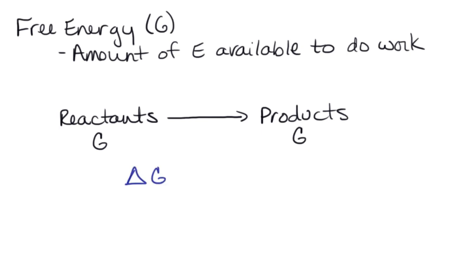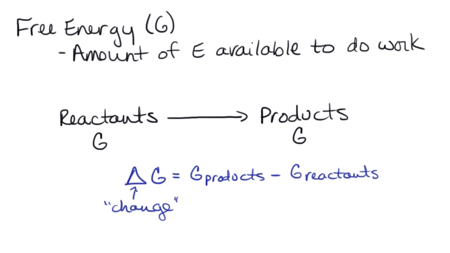And we define this as delta G. And the little delta symbol, that does mean change. So what we're saying here is we're interested in how the amount of free energy changes from the beginning of the reaction till the end of the reaction. And so if we did want to actually put an equation here, we define this as the amount of free energy of the products subtracting off the amount of free energy of the reactants.